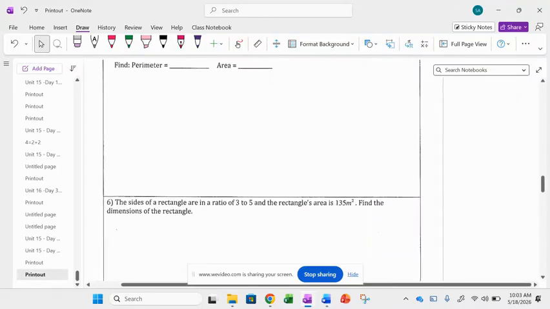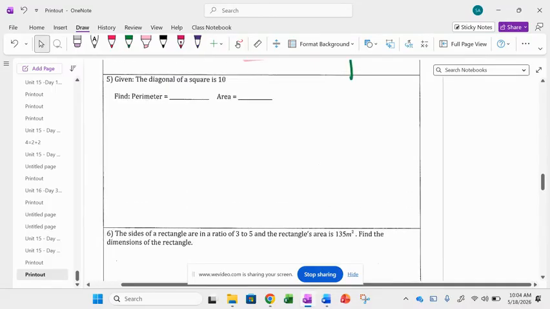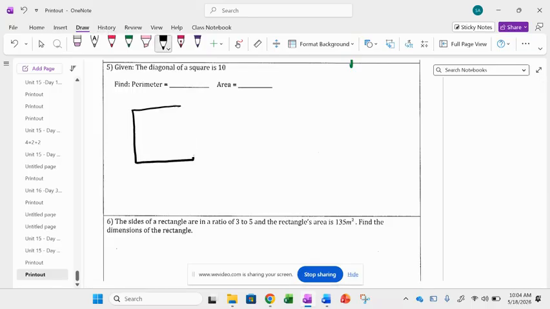All right, let's see something with a square. The diagonal of a square is 10. So once again, I need to draw a diagram. Now we need to remember some things about a square. Do we agree in a square all sides are congruent? Do we also agree in a square that all angles are right angles?